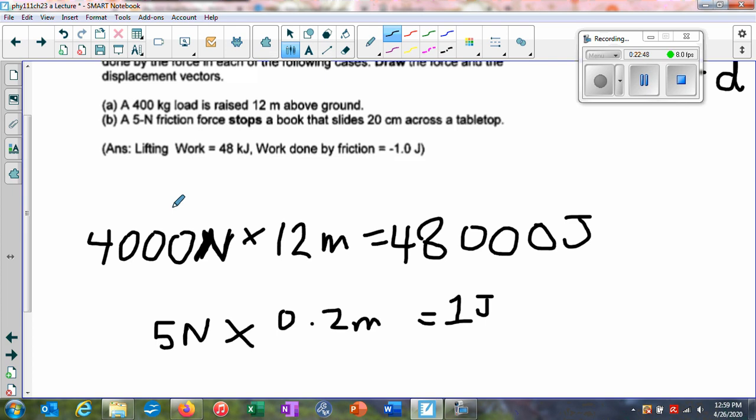A 5 newton friction force stops a book that slides 20 meters across a tabletop. Well, 5 newtons, doesn't matter how much mass the book has. I have a force and a distance. 5 newtons times 0.2 meters, 1 joule. It's negative because this work was done to stop the motion. It brought it to a stop, didn't set it into motion. So the direction of the force was against the direction of motion.